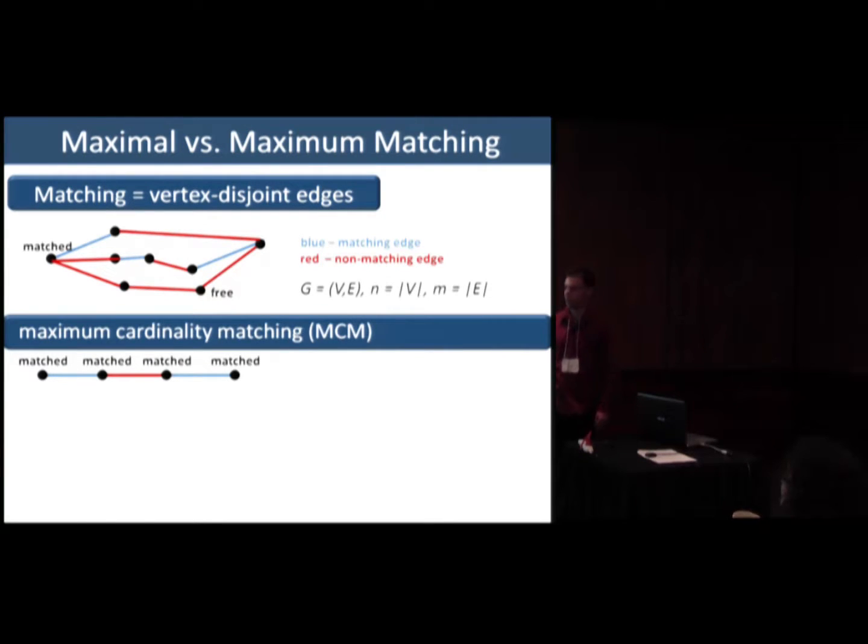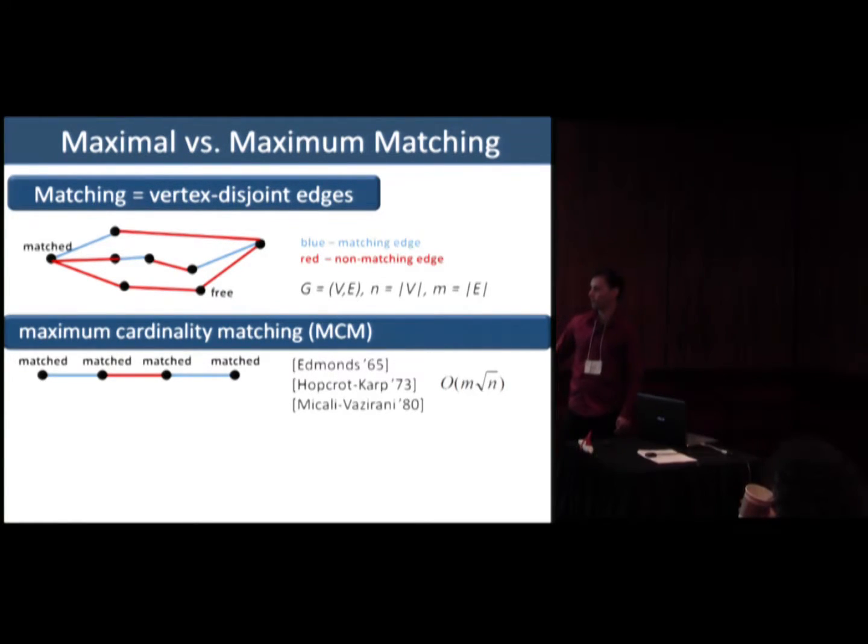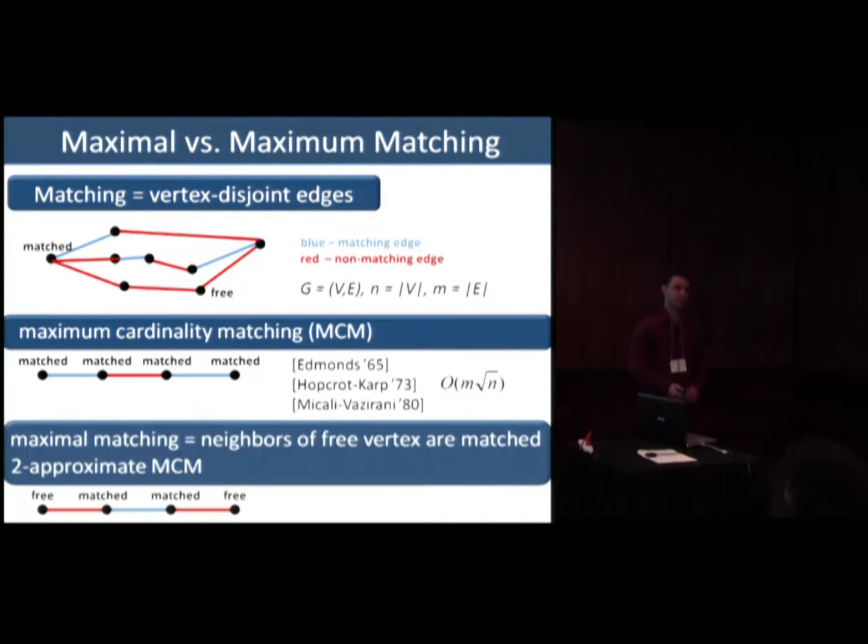The most basic question in this context is to compute a maximum matching, maximum cardinality matching. In this example, you can see that the size of the maximum matching is 2, and you can always compute such a matching using a quite sophisticated algorithm that takes m square root n time. That's true in any graph, and it's much simpler to get a maximal matching.